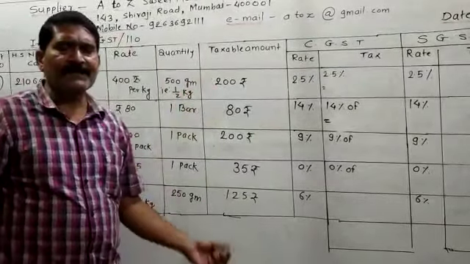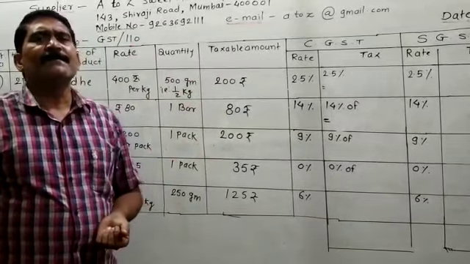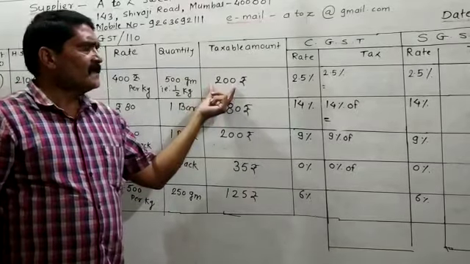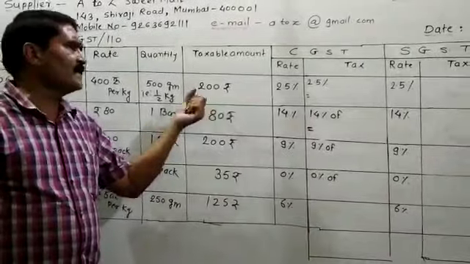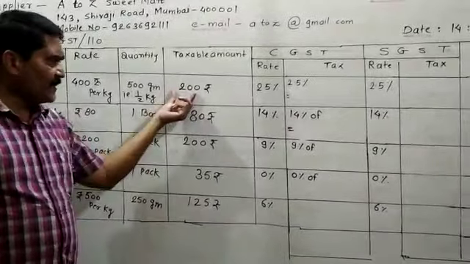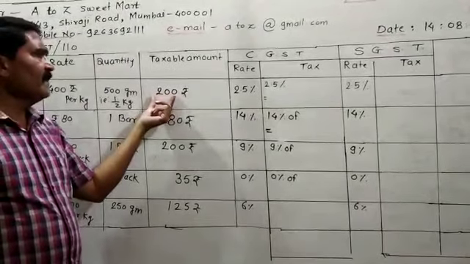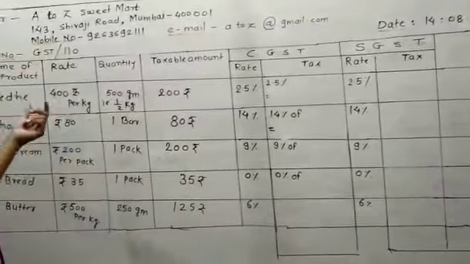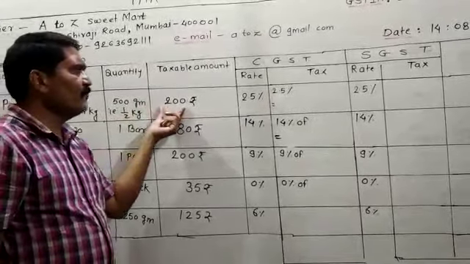What is the meaning of taxable amount? I already explained that the taxable amount is the amount on which the rate of GST is applied. If they collect GST on this amount, then this is the taxable amount. If he purchases half a kg of peda, the taxable amount is 200.